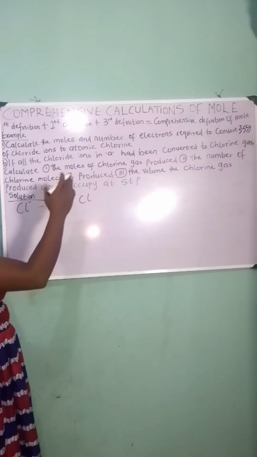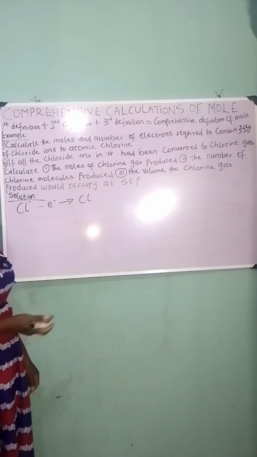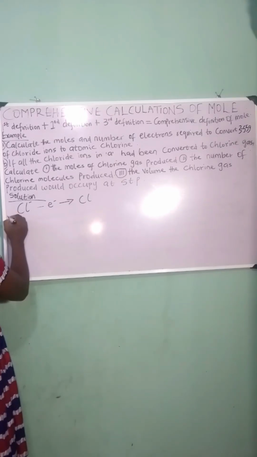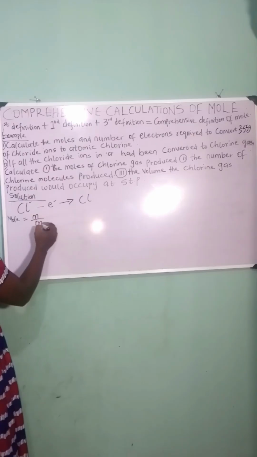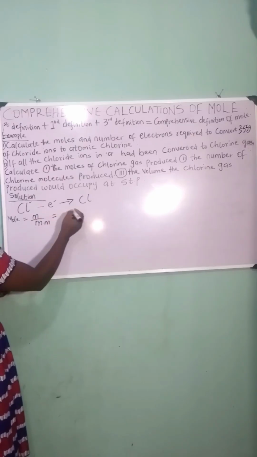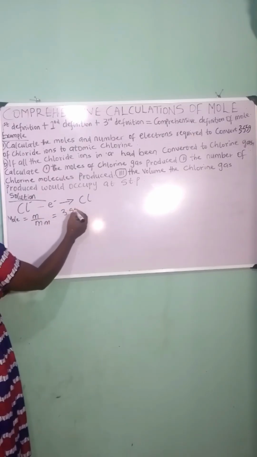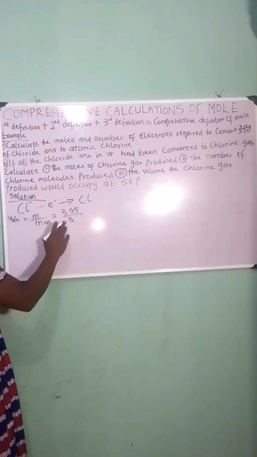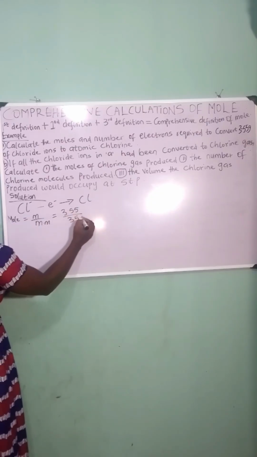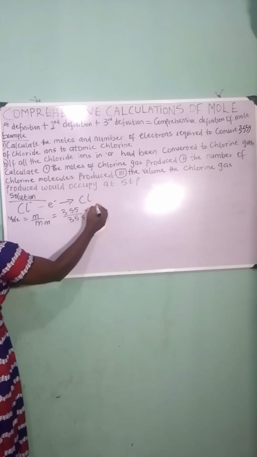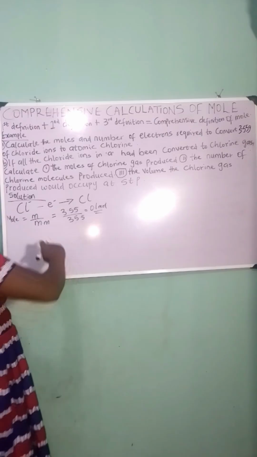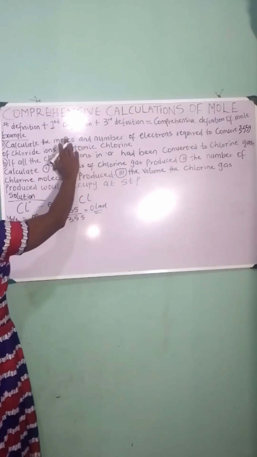3.55 grams. When you divide mass over the molar mass of chlorine, you will get the mole. Now we will say that mole is equal to mass over molar mass. This is equal to 3.55 over what is the molar mass of chlorine? 35.5. And when you divide, you have 0.1 mole. So this answers the first question, calculate the number of moles.